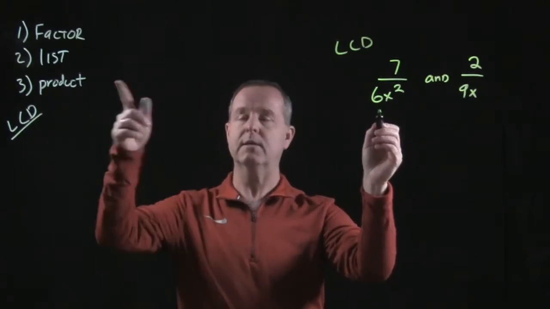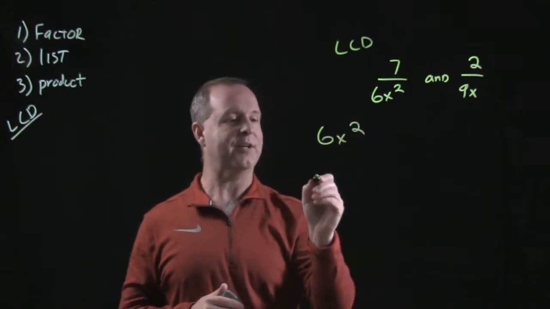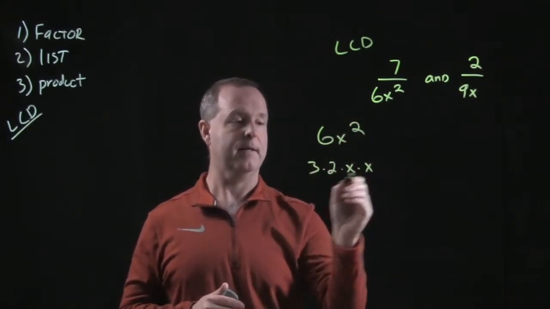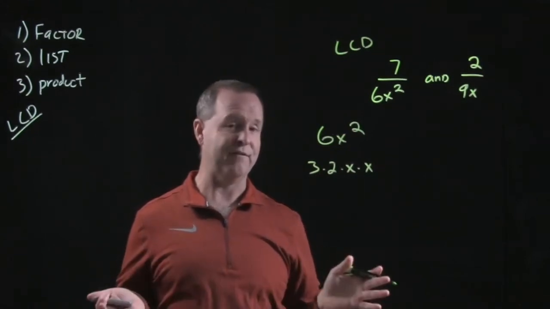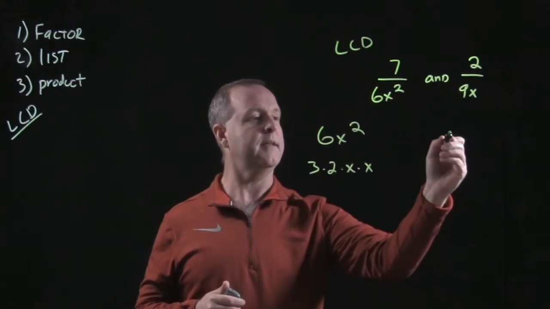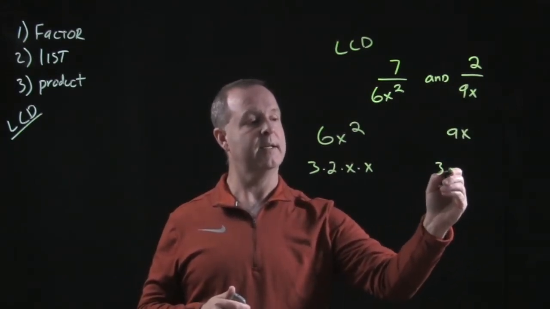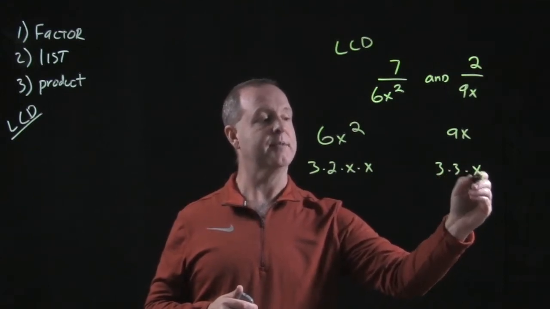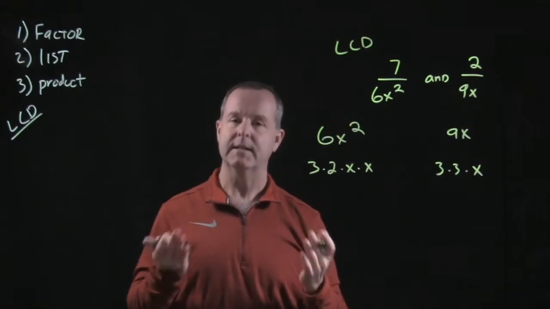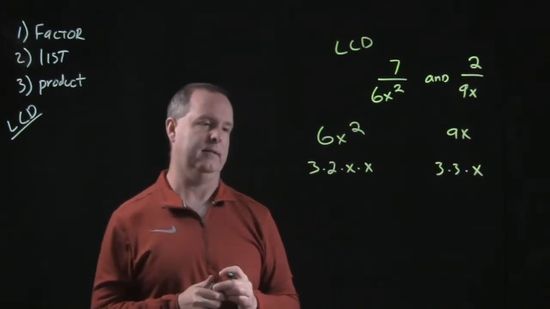Well, first thing we do is factor. So 6x squared factors down to 3 times 2 times x times x. Can't factor them down any further. The 9x factors down to a 3 times a 3 times an x. Check step 1. Second one is now we want to list all the factors that are unique.